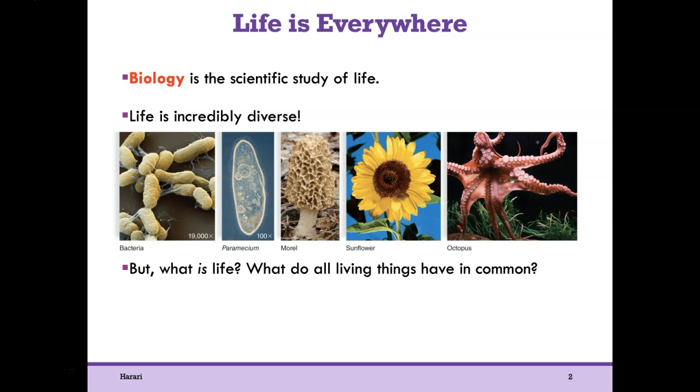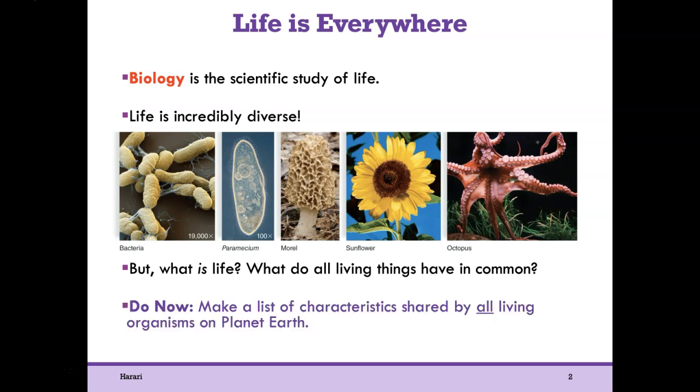So take a second to try to make a list of characteristics shared by all living organisms on planet Earth. I'd like you to really pause the video now, take out a blank sheet of paper, and try to come up with a list of characteristics that all living things have, whether it is a single-celled bacteria that you cannot see without a microscope, right? Or this single-celled paramecium. This is a fungus, this morel mushroom. Here we have a sunflower, a type of plant, and an octopus, a type of animal. So pause here and see what characteristics are shared by all of these living things.